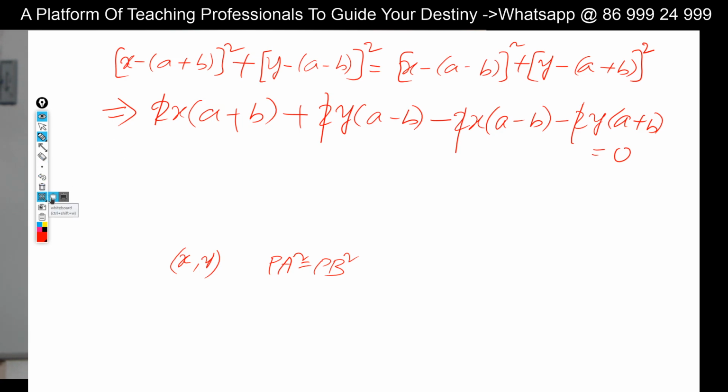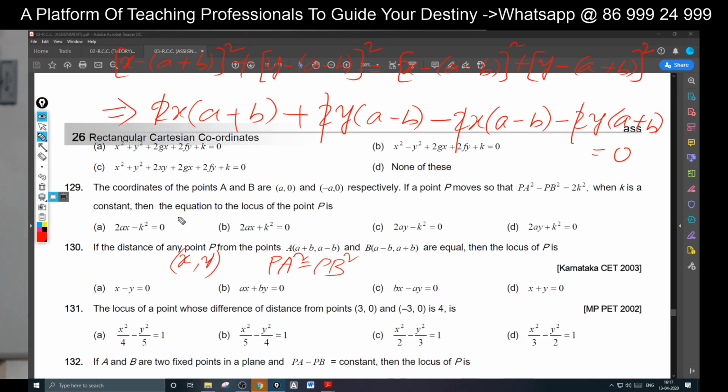Pratham, you finished it. Let me give you the next problem. The locus of the point whose difference of distances from points 3, 0, and minus 3, 0 is 4. Note down the data. Points are given to be 3, 0 and minus 3, 0, and the difference of the distances is 4. PA minus PB is 4. A is 3, 0, B is minus 3, 0. Try it, Pratham, because you finished the previous problem.